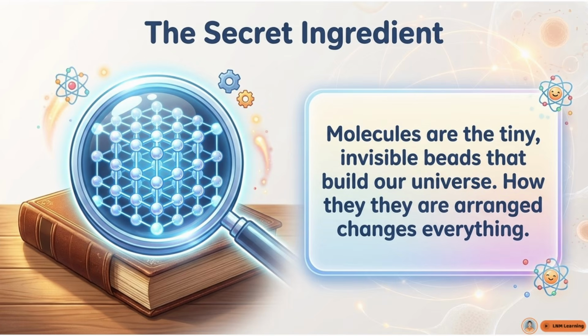Now zoom in really close. If you could shrink down and look inside anything, the book, the ice cube, a drop of juice, you'd see it's made of billions of tiny, tiny particles. We call them molecules. Picture a giant pile of invisible beads. How those beads are arranged is the whole secret to today's lessons. Because the same beads, packed in three different ways, give us three different states. Are you ready to meet them?